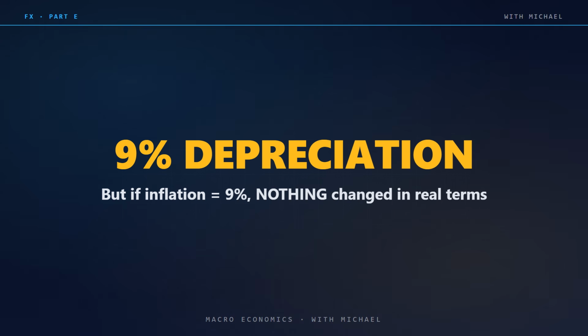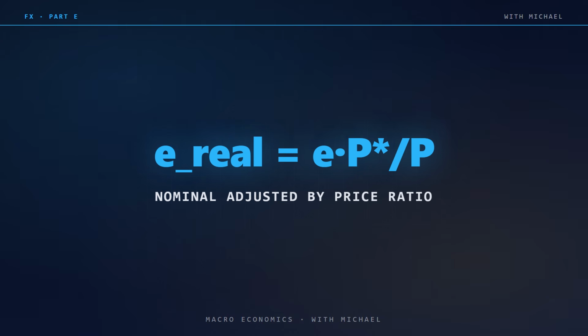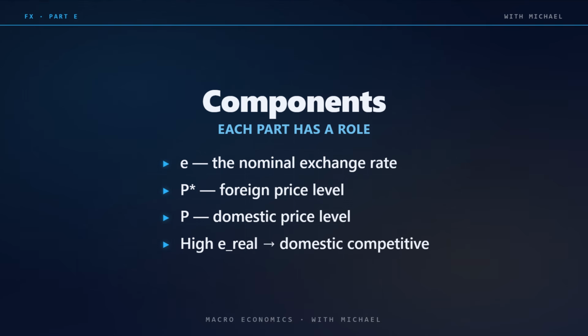Section 2. Defining the real exchange rate. The real exchange rate is defined as E times P star divided by P, where E is the nominal exchange rate, P star is the foreign price level, and P is the domestic price level. In words, the real exchange rate is the nominal rate adjusted for the ratio of foreign prices to domestic prices. When the real rate is high, domestic goods are relatively cheap, foreigners want to buy them, and the country has a competitive advantage. When the real rate is low, domestic goods are relatively expensive, the country struggles to export. This single number captures the essence of international competitiveness.